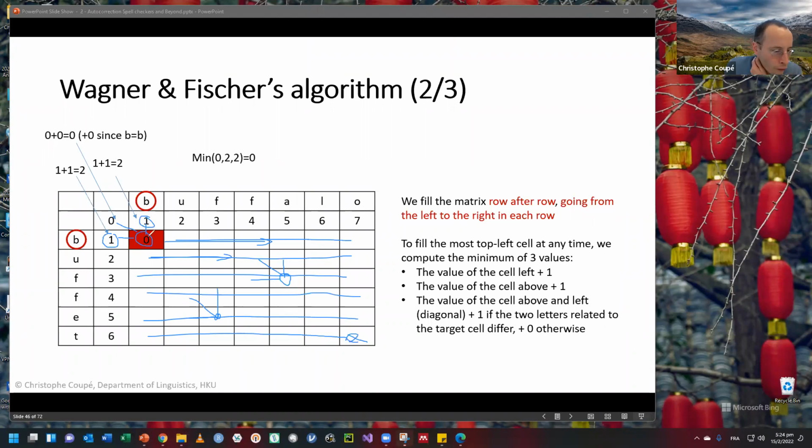So let's try. The first cell we need to do is the one in red. We have B for the column and B for the row. We need to check the value here, +1. 1 + 1 = 2. Then for this cell above, we check the value, it's 1, and we add 1. 1 + 1 is 2. And then we check the value here, it's 0. And then the letters are the same. So we will add 0 + 0, and then we get 0. So we have 3 values, 0, 2, and 2. What is the smallest of these 3 values? It's 0. So we write 0. And then we can shift to the next cell. And we are going to do it again.